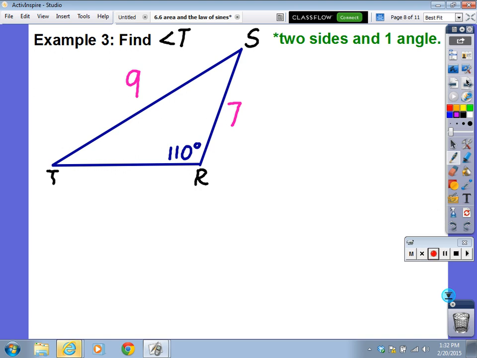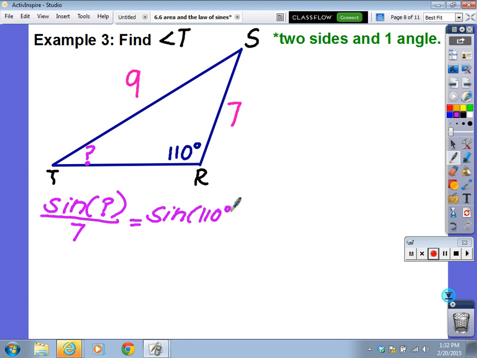So let's set this up. We're trying to find question mark, angle T. So we're going to do sine of question mark over which side? 7 will be equal to sine of 110 degrees over 9. So this time we're trying to solve for question mark, right?